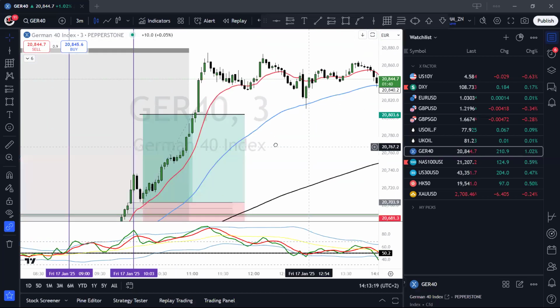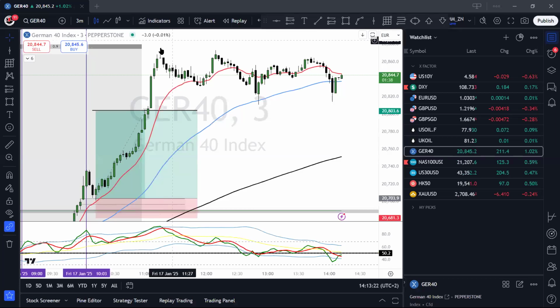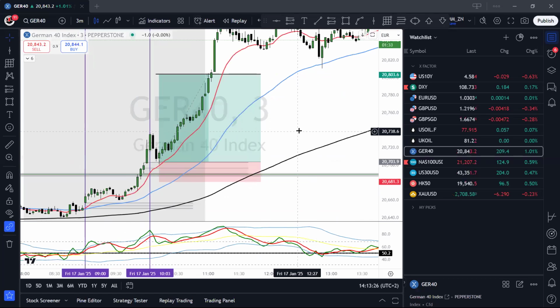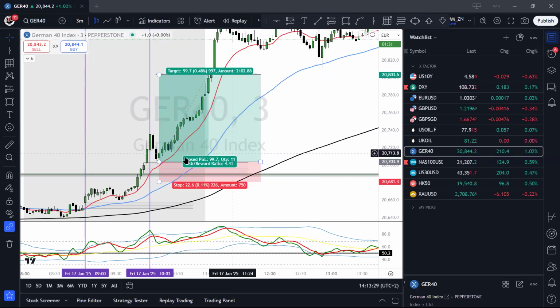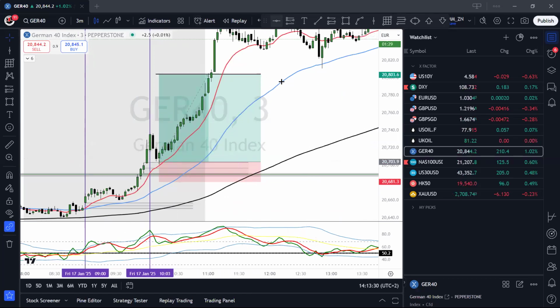And price simply, these are the all-time highs as well. So we might remain bullish. Maybe we might get a retracement, but for today, Ger40 for this week, basically, we are done. So this was today's setup. That buy stop was right here.